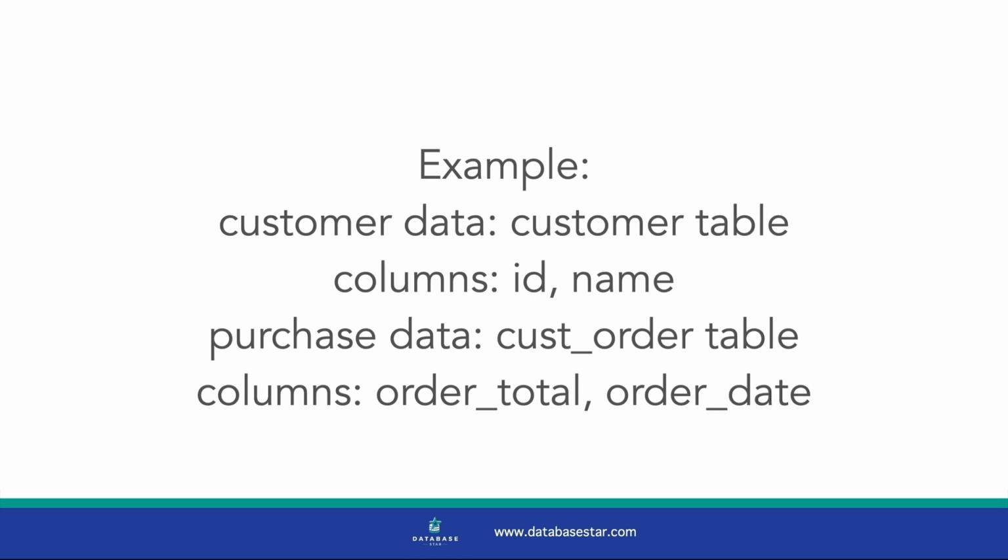For example, our logical steps mentioned customers and purchases. Let's say that in our fictional database, the customer data is in a customer table, and the purchases are in a table called cust order. In the customer table, there is an ID field that we can use and a name field. In the cust order table, we have the order total field that stores the total of an order or a purchase, and the order date, which allows us to determine if an order was in the last 3 months. The cust order table has a customer ID that relates to our customer table.